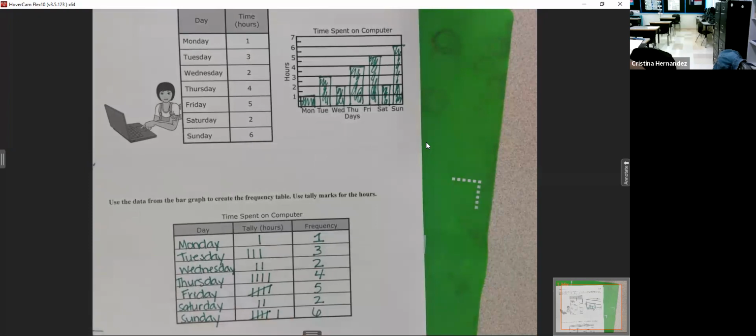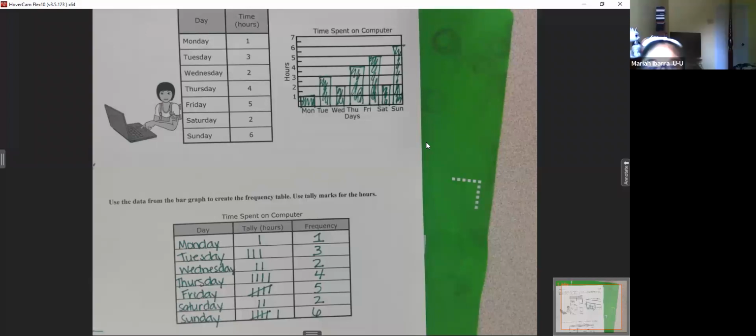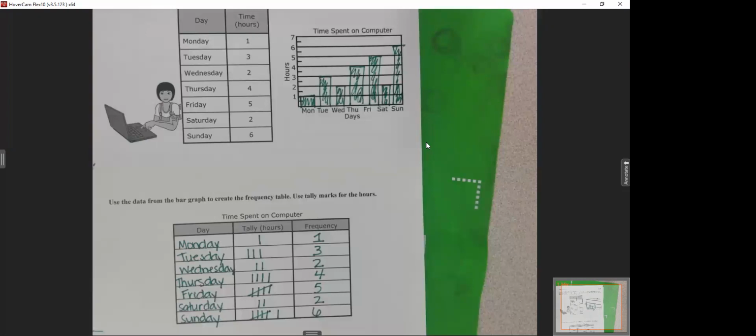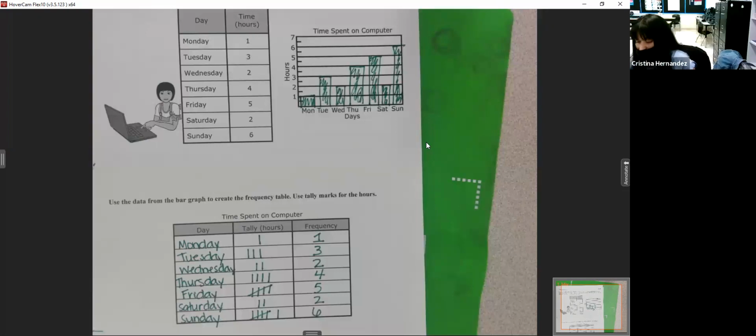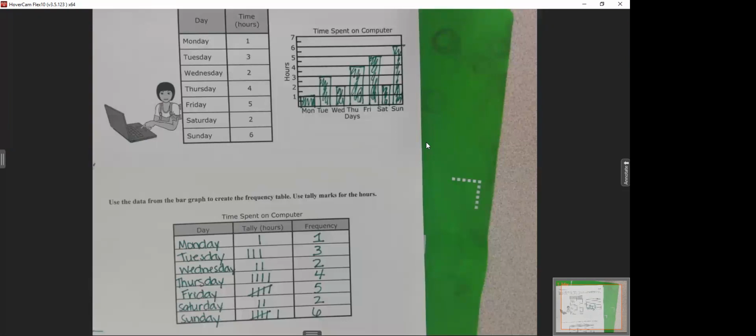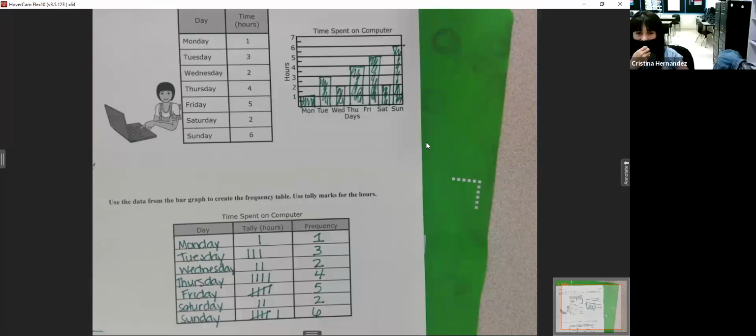So, if I were to ask you, by looking at the chart, which 2 days had an equal amount of computer hours? Wednesday and Saturday. Which had the same number of hours per day? Yeah, those 2. They're equal. Wednesday and Saturday.